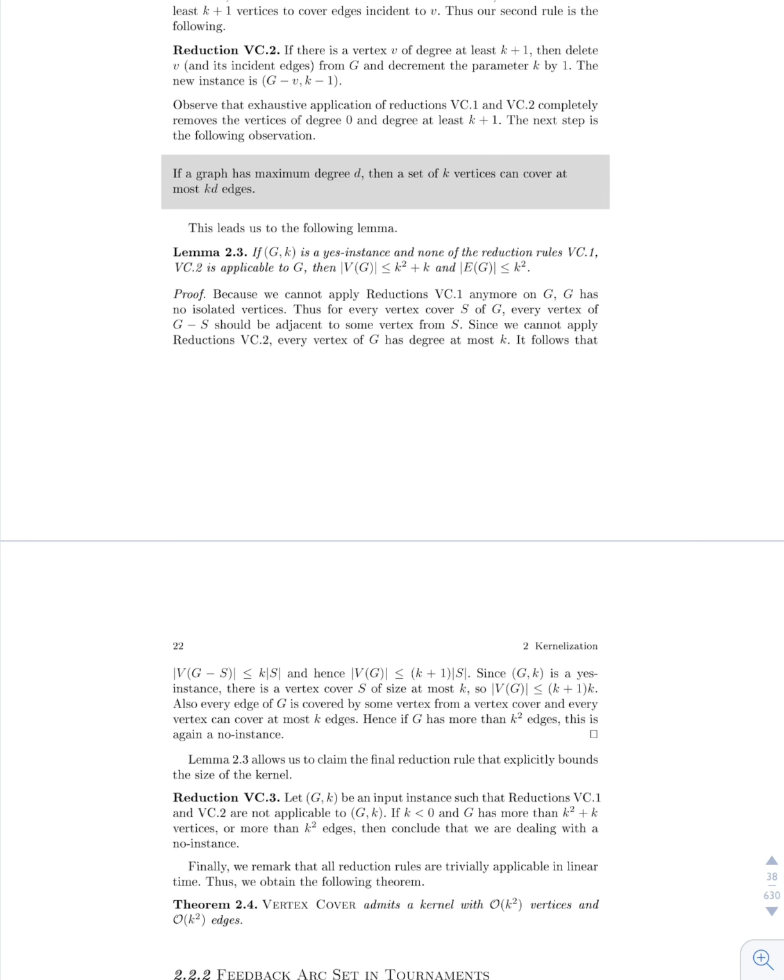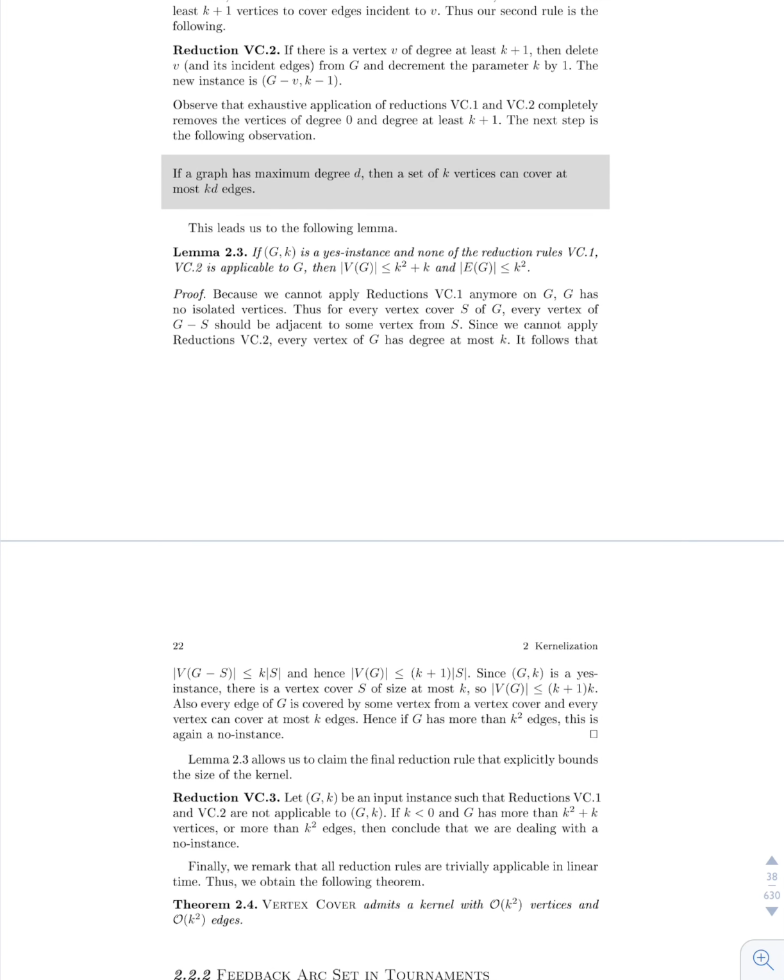I would rather use this argument given in the book. The number of vertices in graph G minus S is less than or equal to k times the size of S. But the number of vertices in the graph G minus S is basically the number of vertices in the graph G minus the number of vertices in set S. So if I take S to the right side, it becomes (k plus 1) times the size of S. So the number of vertices is less than or equal to (k plus 1) times the size of S, which is again at most k, since S is a vertex cover of size at most k.